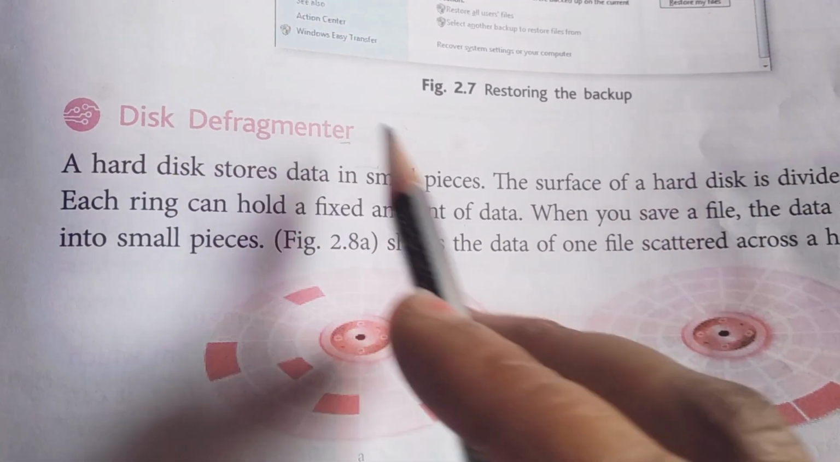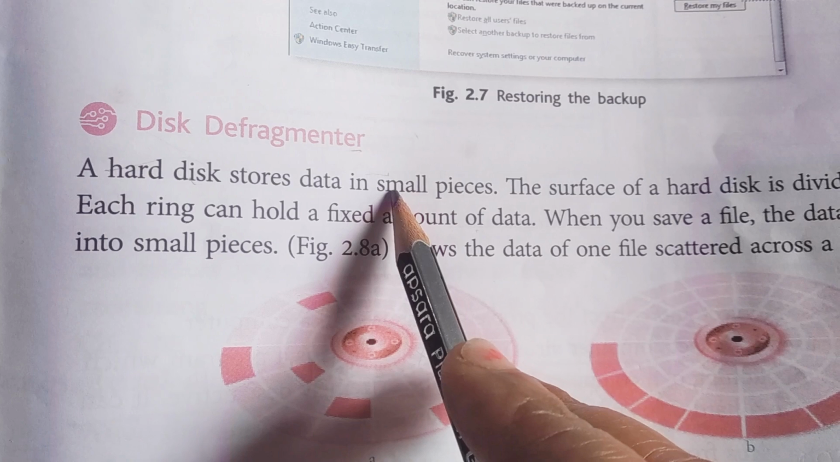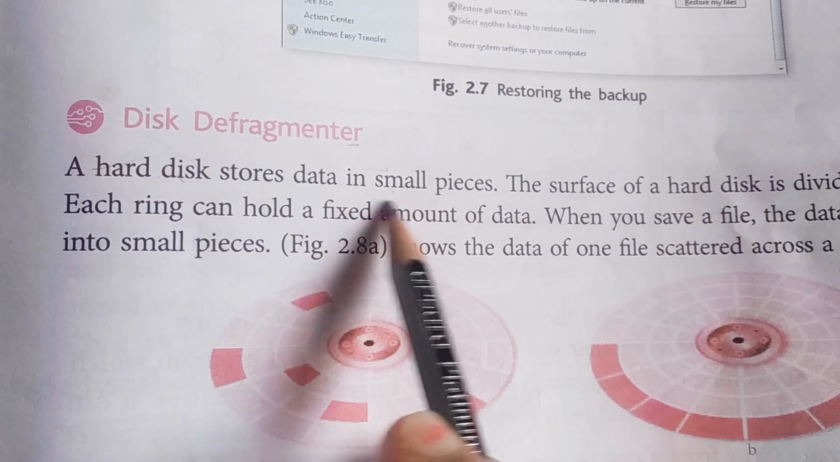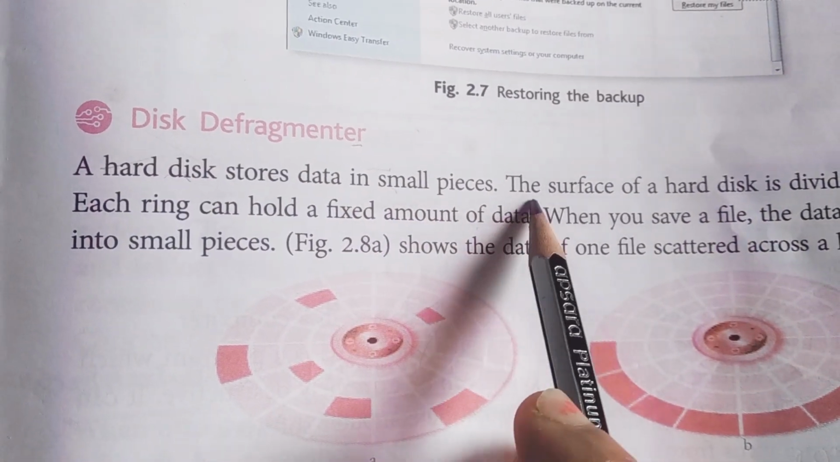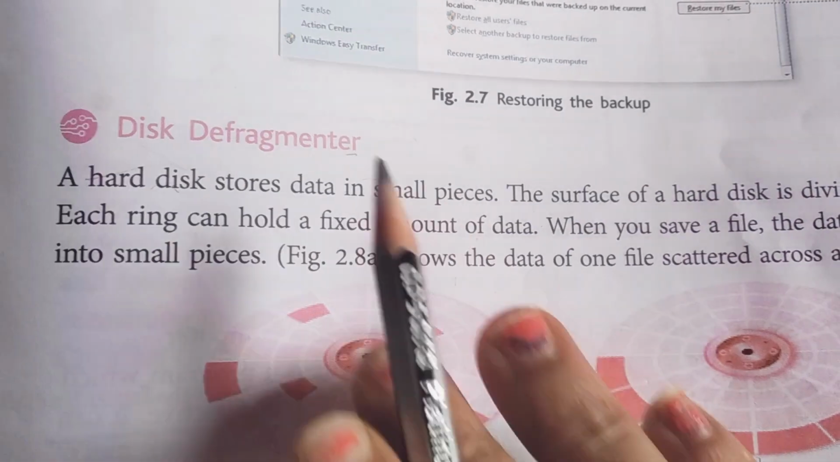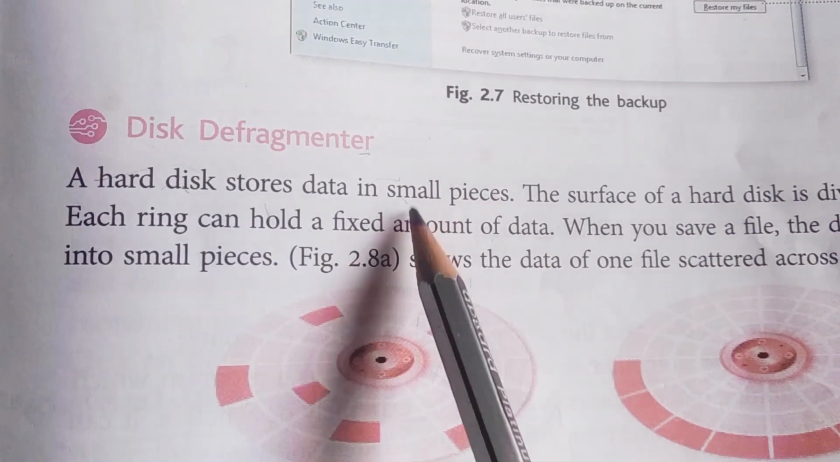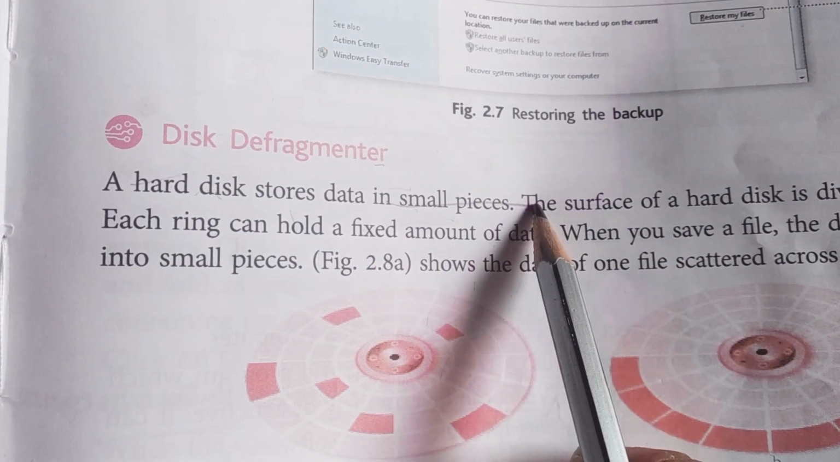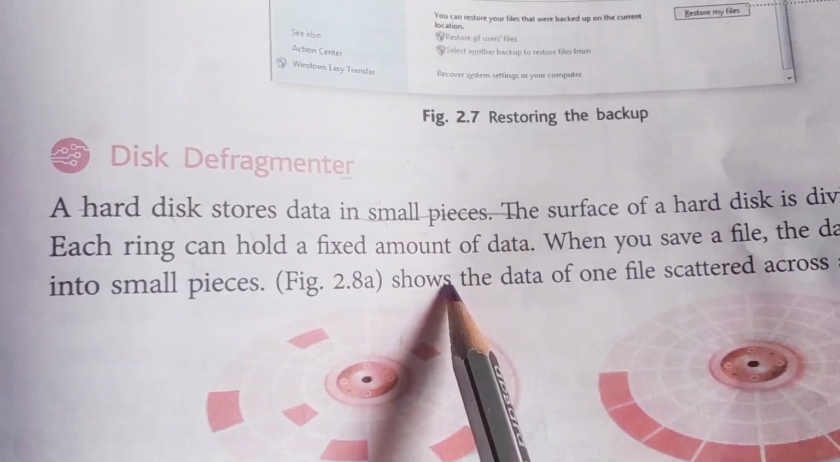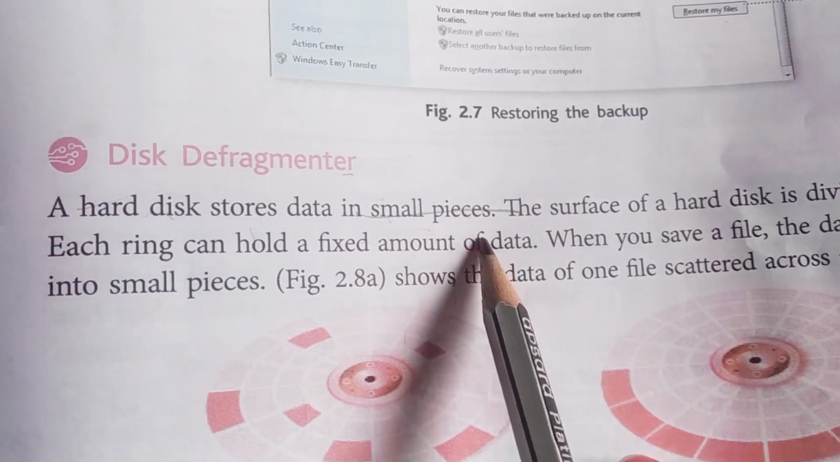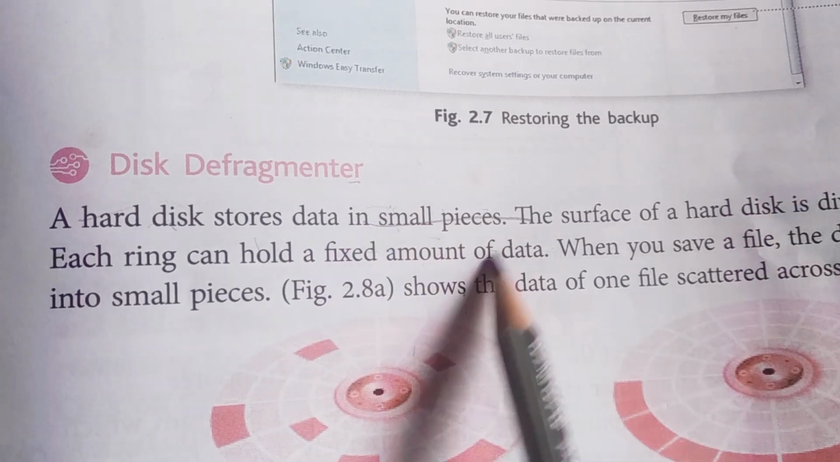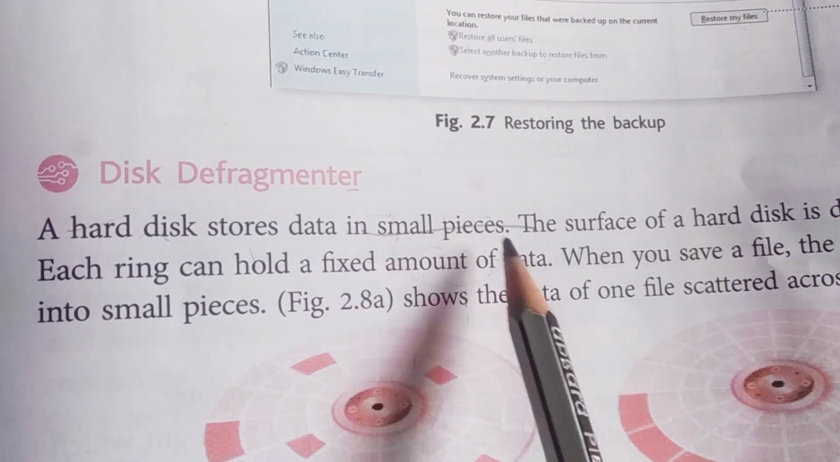Children, now we will learn about disk defragmenter. A hard disk stores data in small pieces. Whenever you store any data in the hard disk, it is stored in small pieces. As you store, it will be fragmented in small pieces.